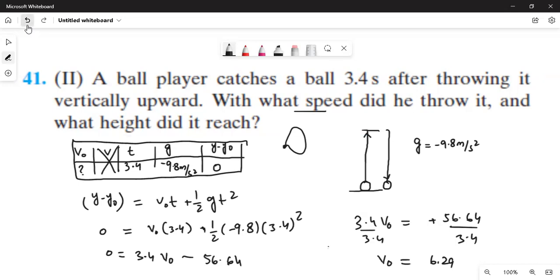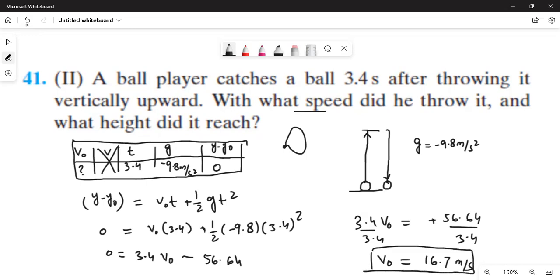Okay, what about the division? Now we will divide by 3.4. It will give me 16.66. Rather than 6.29, it will give me 16.66. So I will write 16.7 meter per second, or you can also write 17 meter per second.